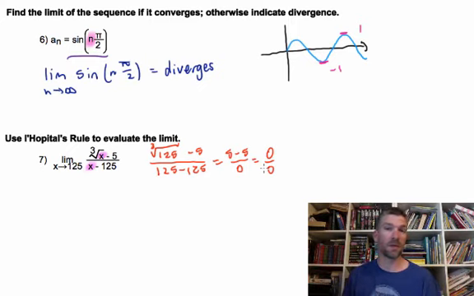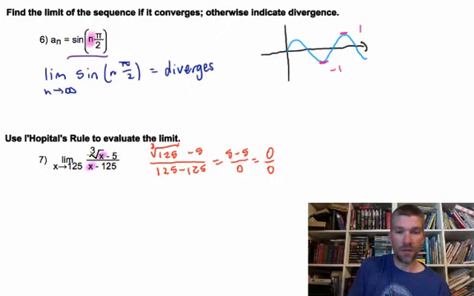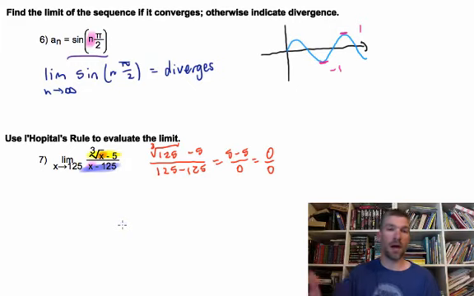0 divided by 0, can't have that. Infinity divided by infinity, can't have that. That doesn't give us enough information. So what we're going to do is use L'Hopital's rule, which says take the derivative of the top independently of the bottom. We're going to take the derivative of the top, the derivative of the bottom, and then reapply our limit as x approaches 125.